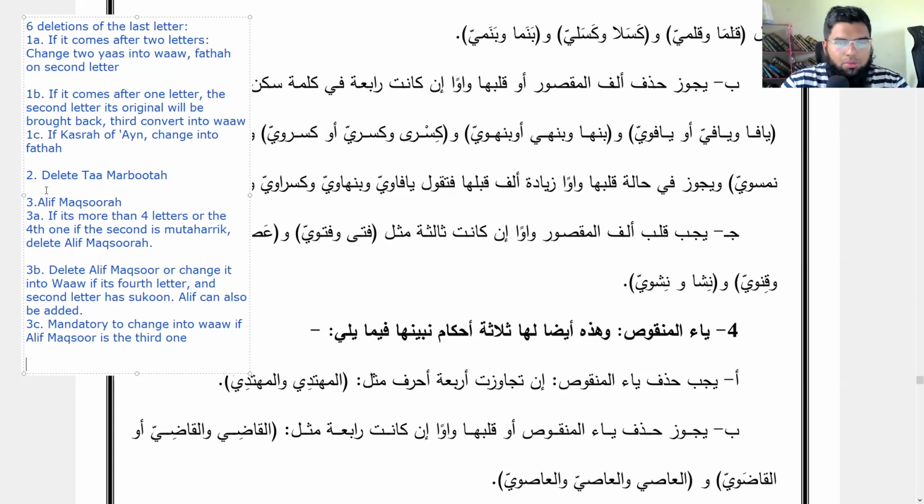Anyways, then we have Yaa Manqoos. What is Yaa Manqoos? وهذه أيضا لها 3 أحكام. Well, yeah, 4A, 4B, 4C. What is Yaa Manqoos? Qadi, Qadin. Because it's already Ya, but it's Ya with a sukoon. It's not like the first one, which was Kursi, but this is Qadi. So what do you do there? 3 rules for that. يجب حذف الياء إن تزاوج. Same thing. If it is more than 3, so 4A, we can name it as Yaa Manqoos.